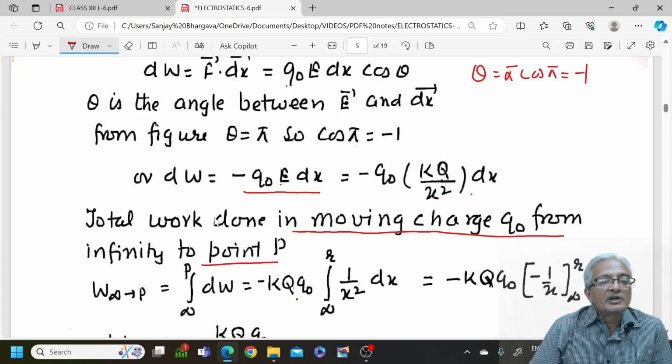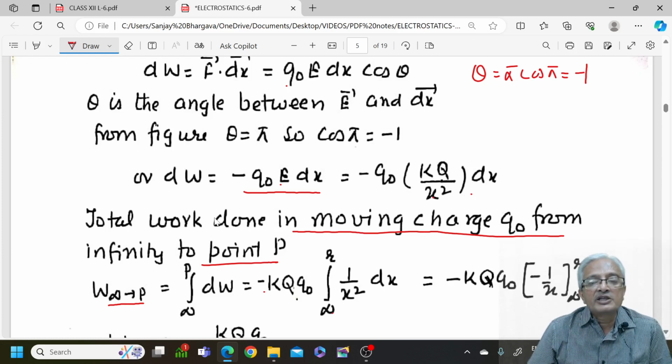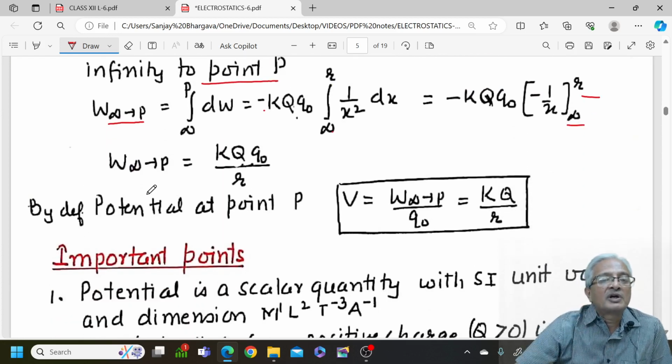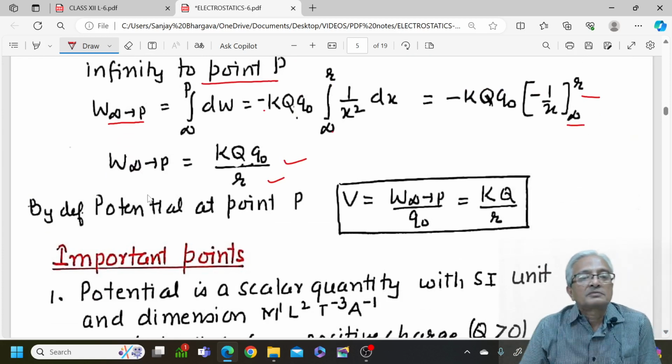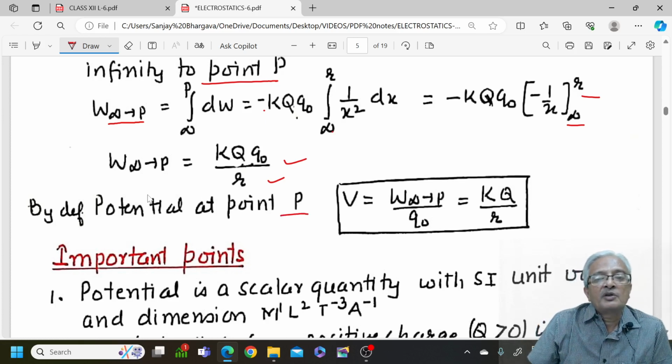So the work done in moving the charge from infinity to P is equal to minus KQ0 integral from infinity to R of 1 upon X square dx. The integration of 1 upon X square is minus 1 upon X, with limits from infinity to R. If I substitute the limits, I have the work done as KQ0 upon R. So what is the potential at point P? It is given by KQ upon R.